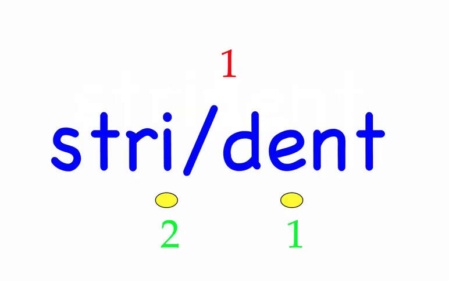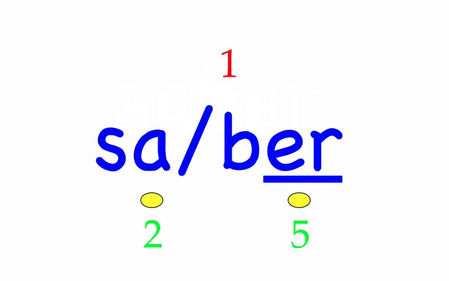Strident. Saber. The soldier drew his saber in battle. Saber. Sa has two sounds: S, A. Ber has two sounds: B, R. Saber. Mark the word. Saber.